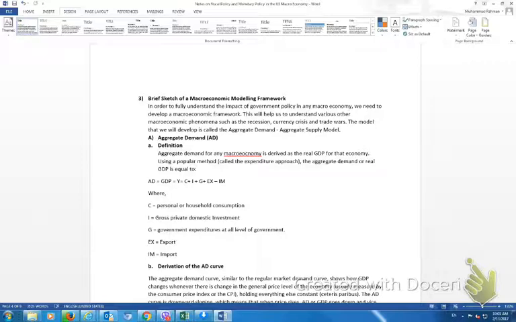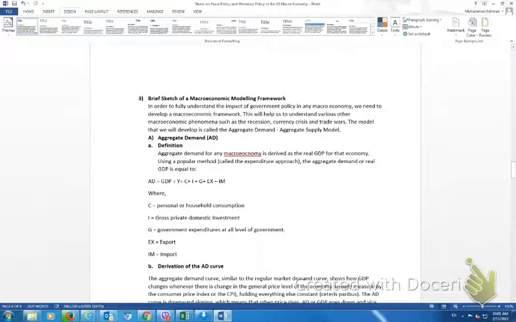We will develop an aggregate demand, aggregate supply framework that looks very similar to our traditional market demand and supply model, but the demand is for the entire macroeconomy, the supply is for the entire macroeconomy, and the price is the overall or general price level of the economy. So there will be some changes. Let's start with the aggregate demand side.